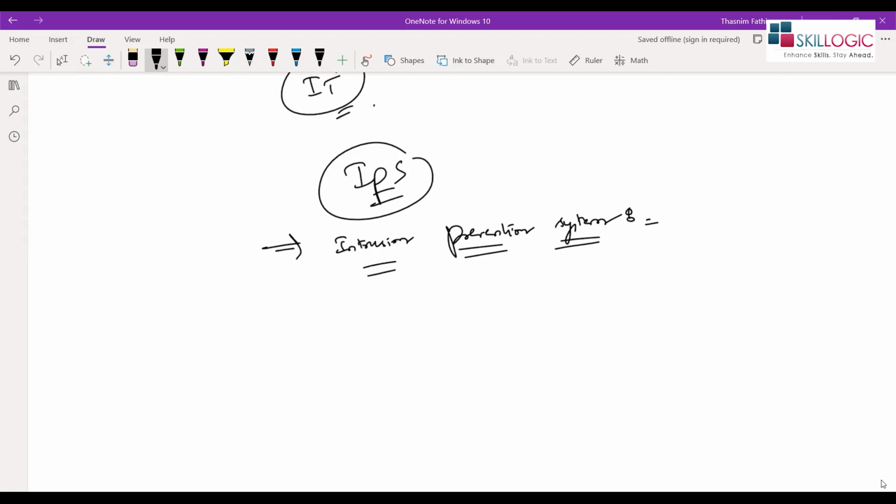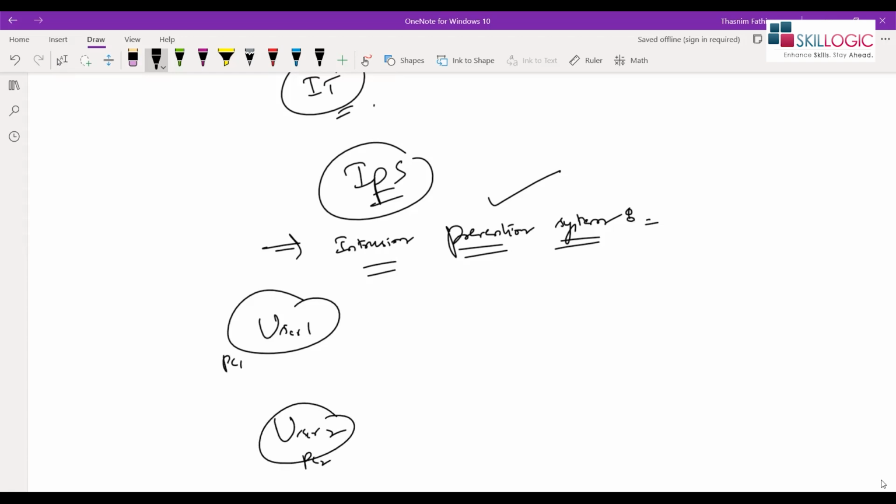So here, let's say we have an intrusion prevention system. We already have an IDS part, then why IPS? There can be a question. Because not only detection, we also need prevention. Being an ethical hacker, we also need to think about prevention, mitigation. Let's say some network infrastructure. Let's say user 1 is here, user 2. They are using PC1 and PC2. Let's say this is your company.